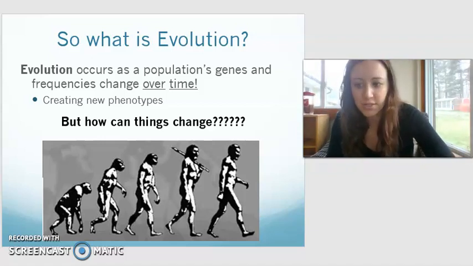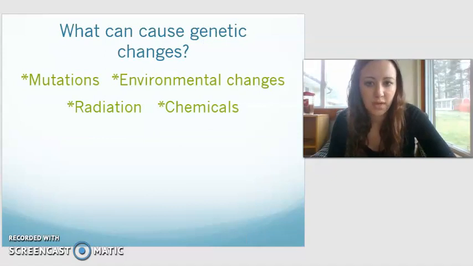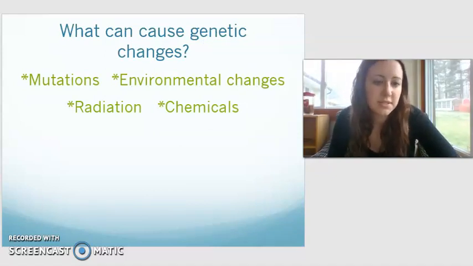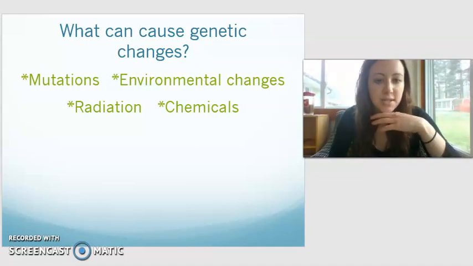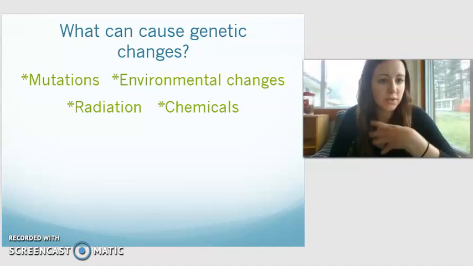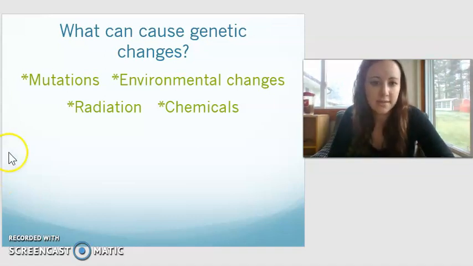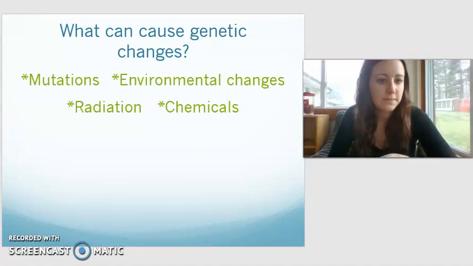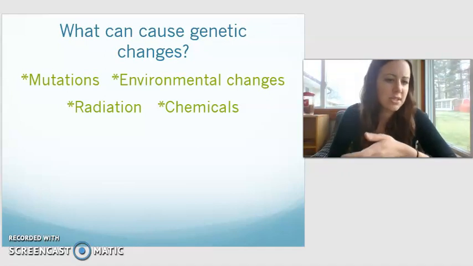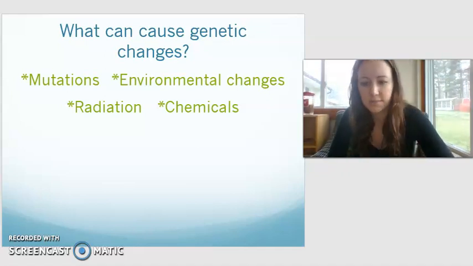How can that change occur? A couple of different ways. Random mutations is probably going to be the one that's most relevant to our conversation here. And then when you get more advanced in biology and evolutionary studies, you'll probably look at environmental changes, radiation, and chemicals a little bit more. But I think the bulk of what we cover in ninth grade biology is just looking at random mutations.